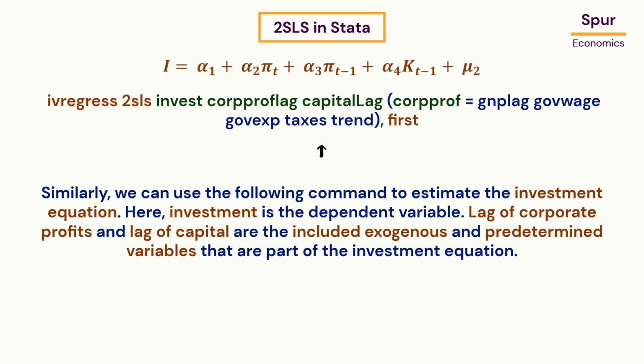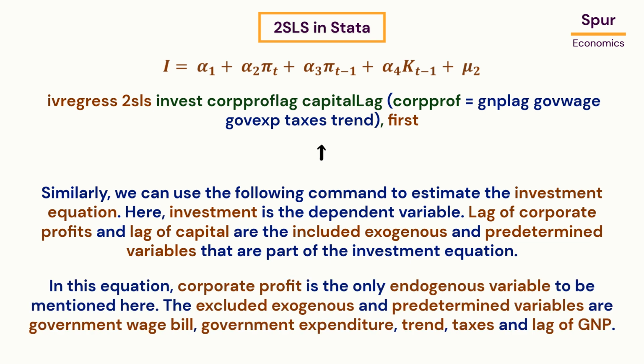Similarly, we can use the following command to estimate the investment equation. Here, investment is the dependent variable. Lag of corporate profits and lag of capital are the included exogenous and predetermined variables that are part of the investment equation. In this equation, corporate profit is the only endogenous variable to be mentioned here. The excluded exogenous and predetermined variables are government wage bill, government expenditure, trend, taxes and lag of GNP.